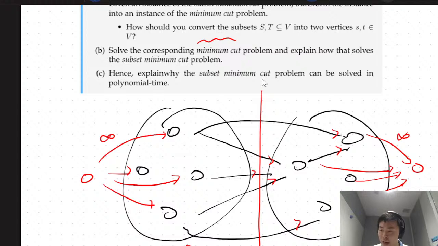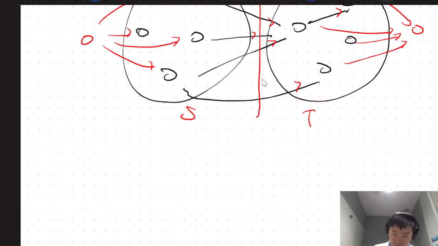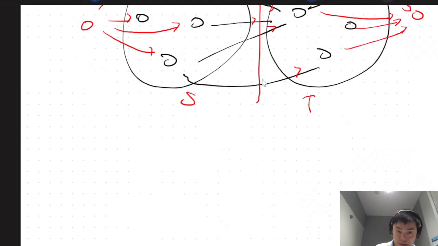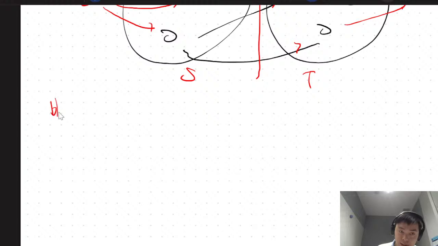So imagine we ran our Ford-Fulkerson algorithm or Edmonds-Karp algorithm, and it gave us a solution. How would you use that to solve the subset min cut problem? Or like, what does that tell you about the original min cut problem?